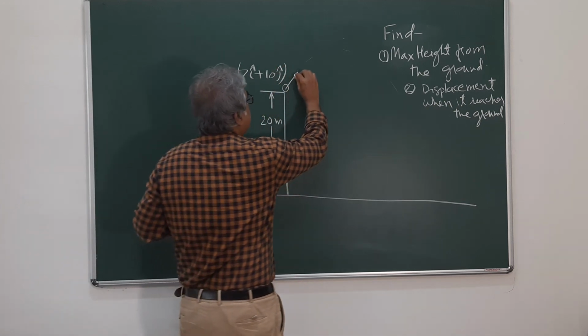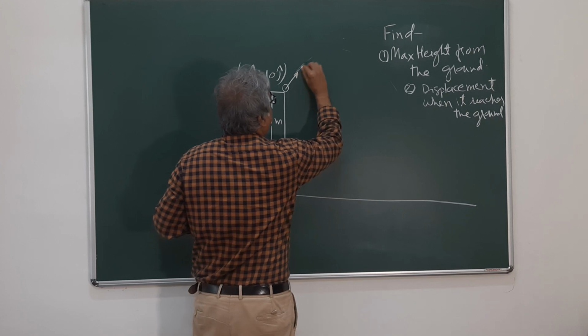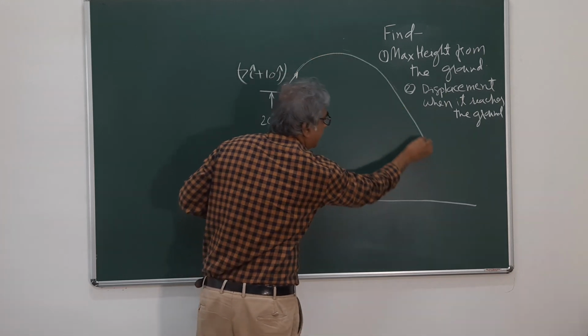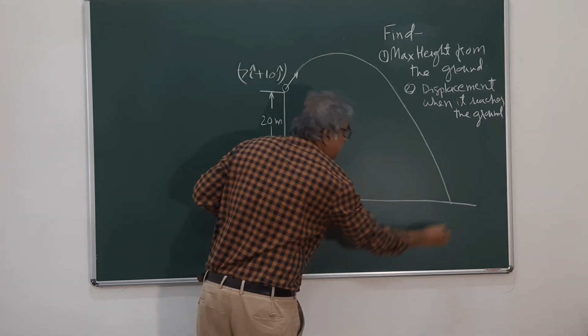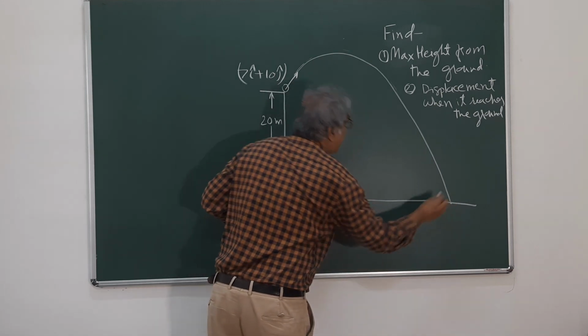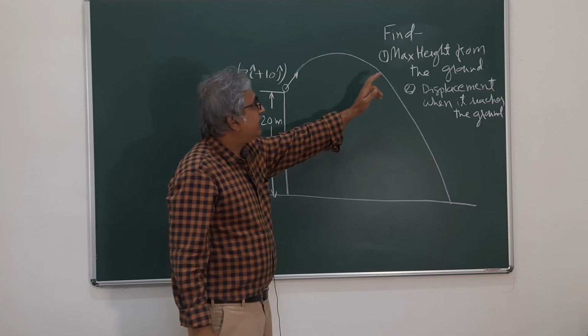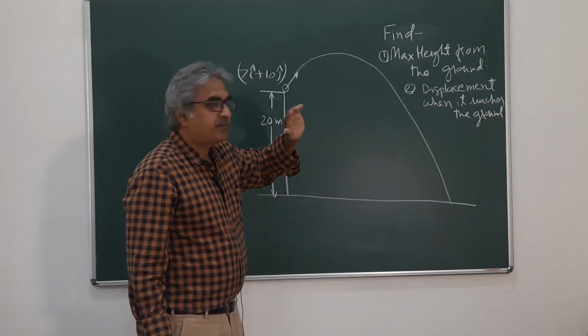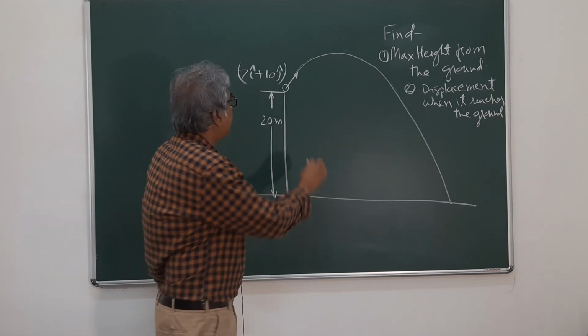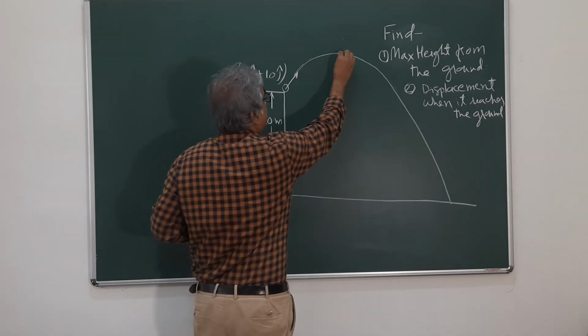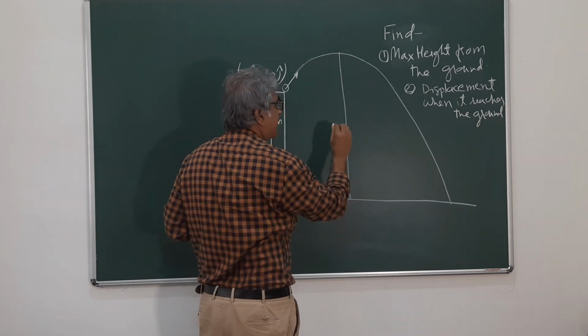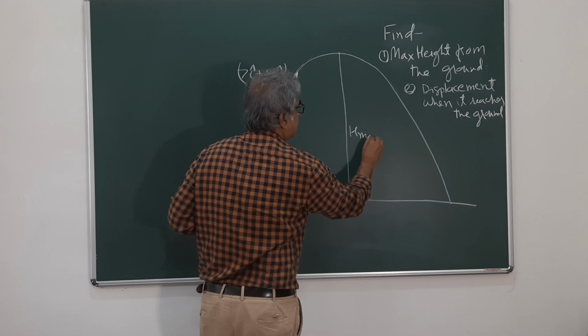So let's say the projectile passes like this and reaches the ground somewhere here. Okay. Now let's say we are asked the first question, what is the maximum height from the ground? So that means this height. Let's say, what is this height? We are asked to find out h max.